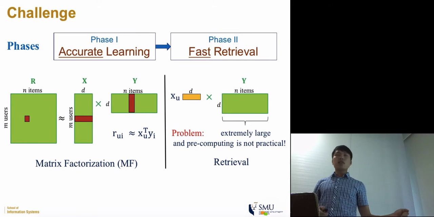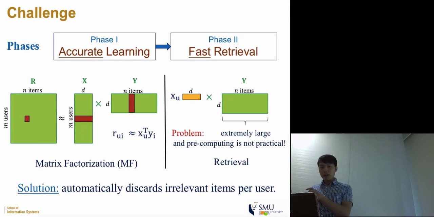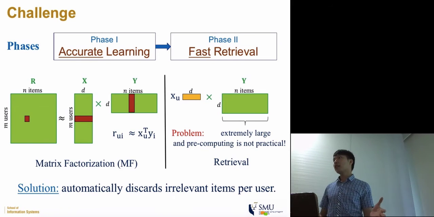So an alternative solution, addressed by this paper, is to automatically discard irrelevant items per user. If you automatically remove irrelevant items, you reduce the computational space, right? Just imagine that if you can cut half of the number of items, you can just do the computation for the other half. So you can save a lot of time on computation. Okay, so that's what the model proposed in this paper does.